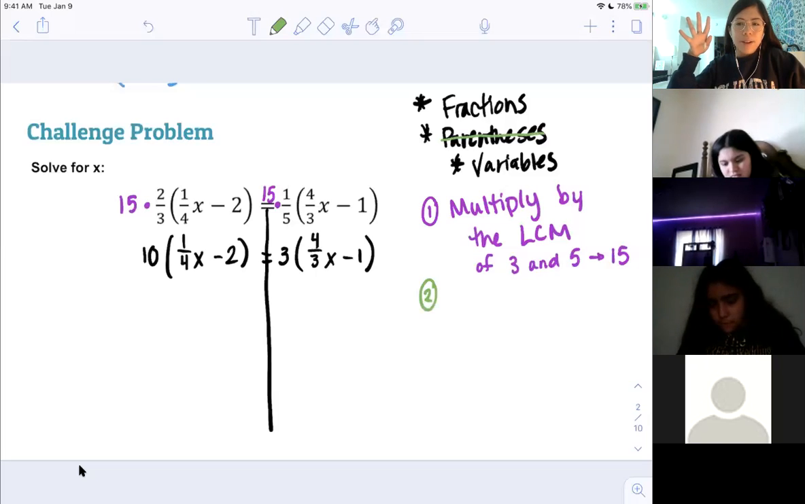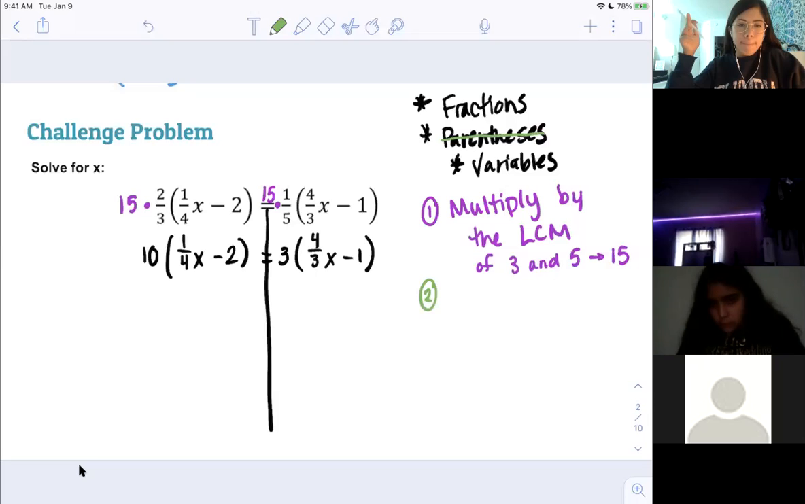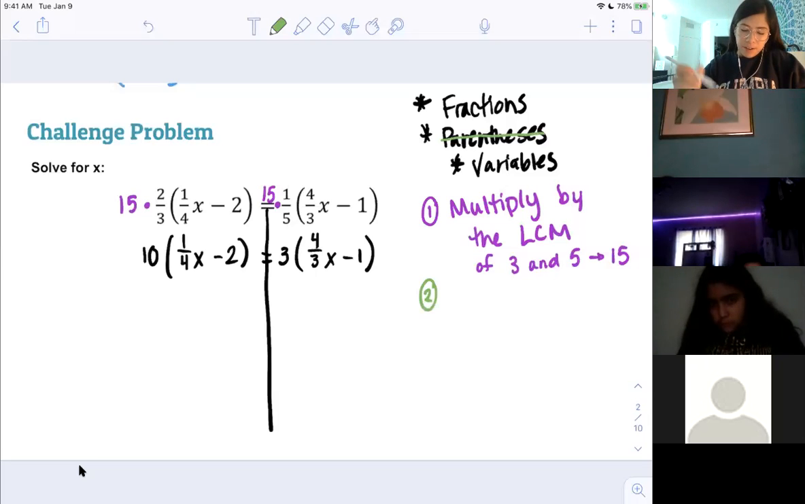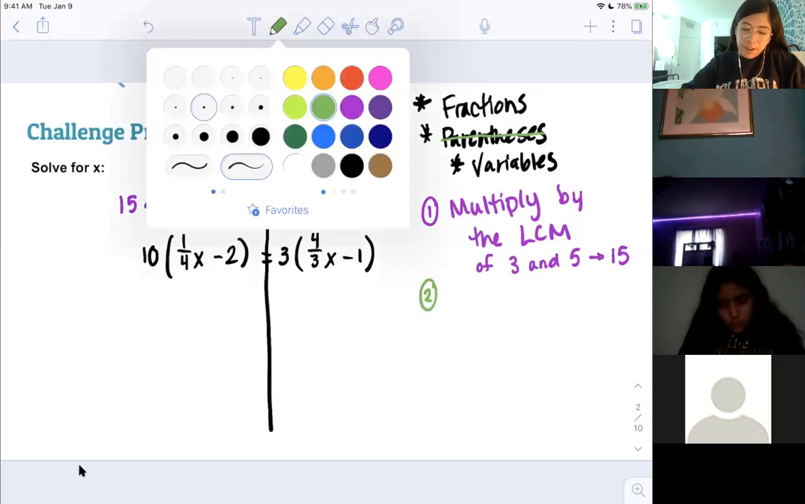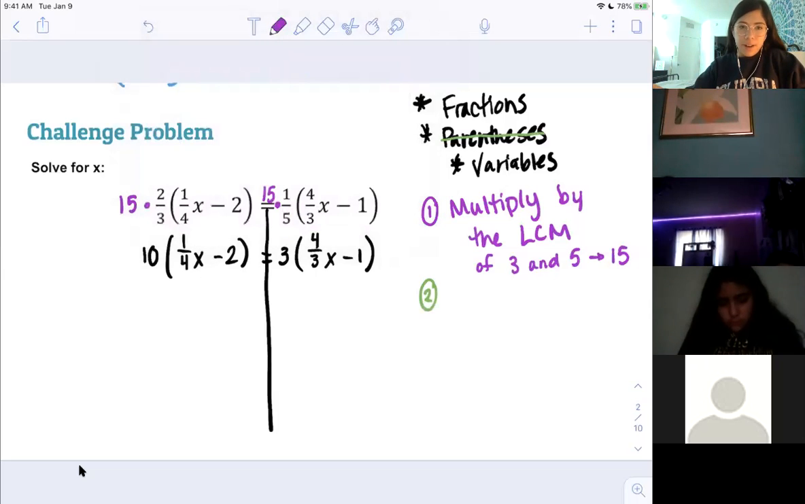Someone said, how did you get the 10 and the 3? How did I get the 10 and the 3? Okay, so going back, if you're good up to here, you can try the next part on your own. But let me go back.